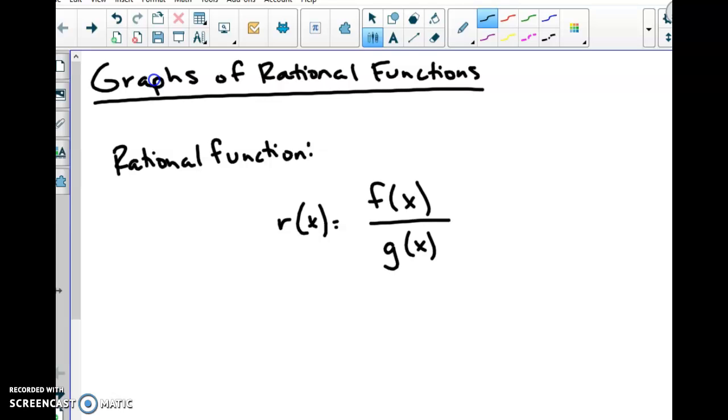And when we're looking at this, we're going to be looking at what is the domain and range for these, are there any vertical or horizontal asymptotes, what is our end behavior. So these are all things that we've talked about before. It's just now looking at a different type of graph or style of graph.